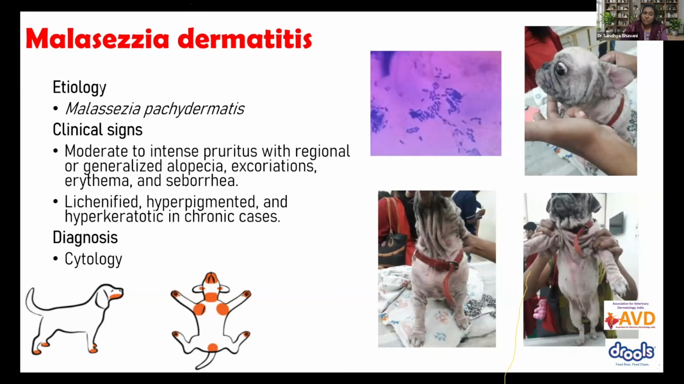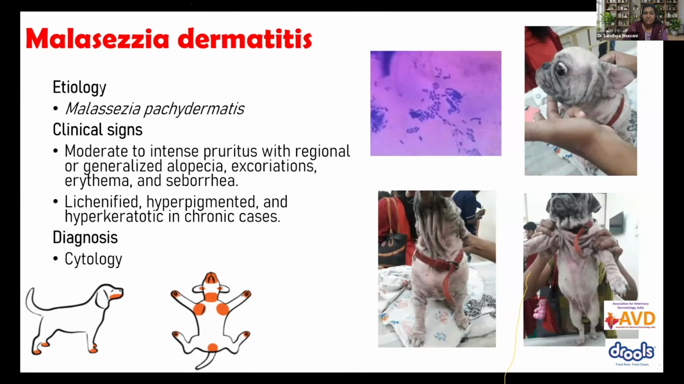It will have a moderate or intense pruritus. The areas affected are around the oral cavity, the periocular area, the ear pinna, and also the ventral aspect of the neck, axilla, groin, and the paw pads. There will be scaling, generalized alopecia, mainly seborrhea, lots of seborrhea oleosa can be present, and also erythema. Sometimes the animal will be pinkish in color, but in a chronic case, it will become hyperpigmented, lichenified, and hyperkeratotic. The thick skin lesions can be seen.